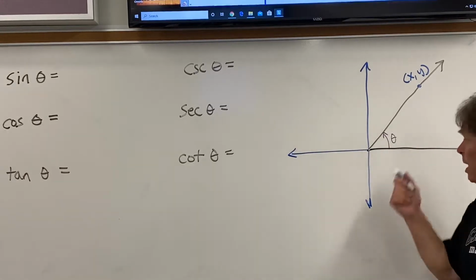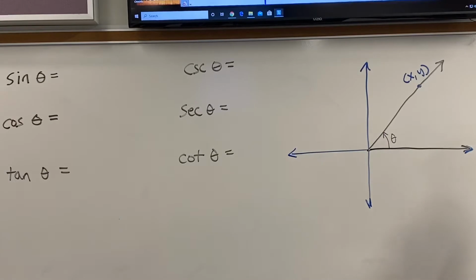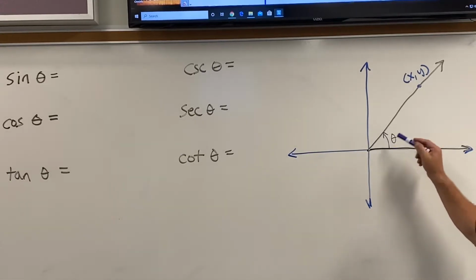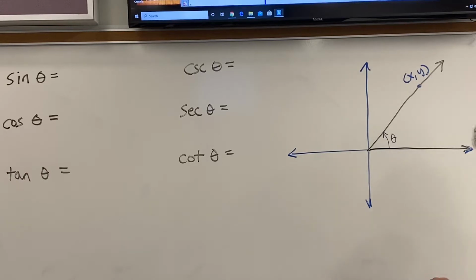The angle is this angle right here, which we happen to call theta. You could call it whatever. It's like an x. Theta is like an x for angles. It's an unknown angle, theta. Okay, so here's what you do. We're going to try to find the different trig functions of the angle theta.